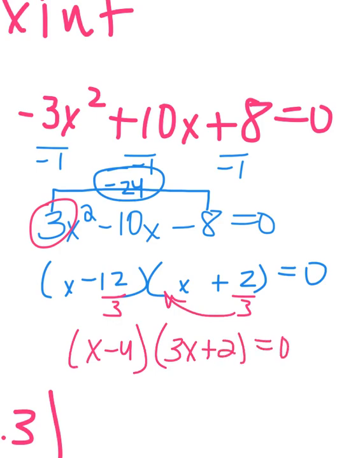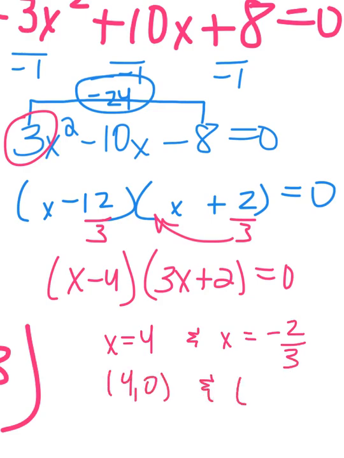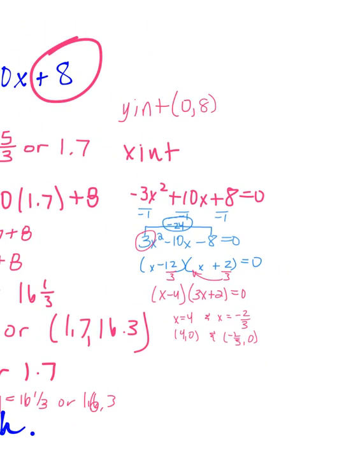Good. And then once I do that, I have my x-intercepts at x equals 4 and x equals what? Move the 2 over, becomes not positive. Negative 2 over what? Yep. I could also write that as (4, 0) and (negative 2/3, 0). Questions?